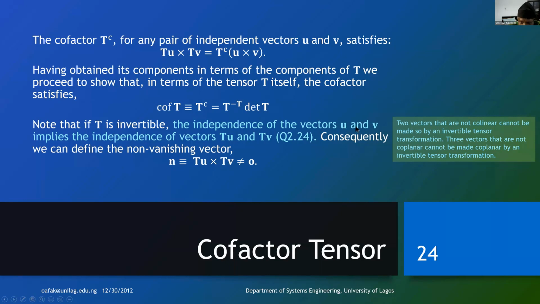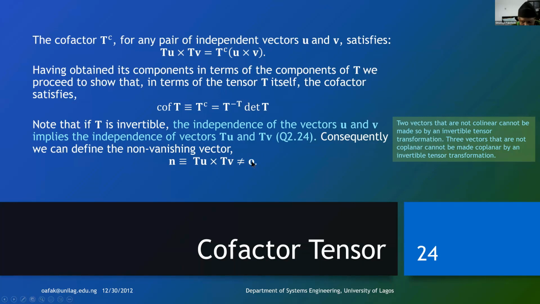Okay, so we are saying that if we start with 2 vectors, we can take 2 arbitrary vectors U and V and assume they are linearly independent. If they are linearly independent, we proved in question 2.24 that if you transform them by an invertible tensor T, then TU and TV are also linearly independent. And if TU and TV are linearly independent, it means that TU cross TV is not 0. Since TU cross TV is not 0, and it is a vector, we represent it by a vector n, and we say that vector n is not equal to 0.